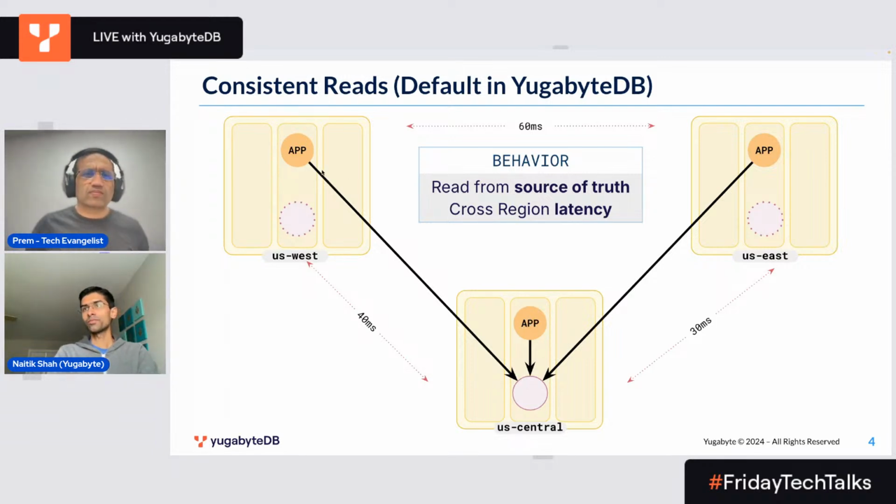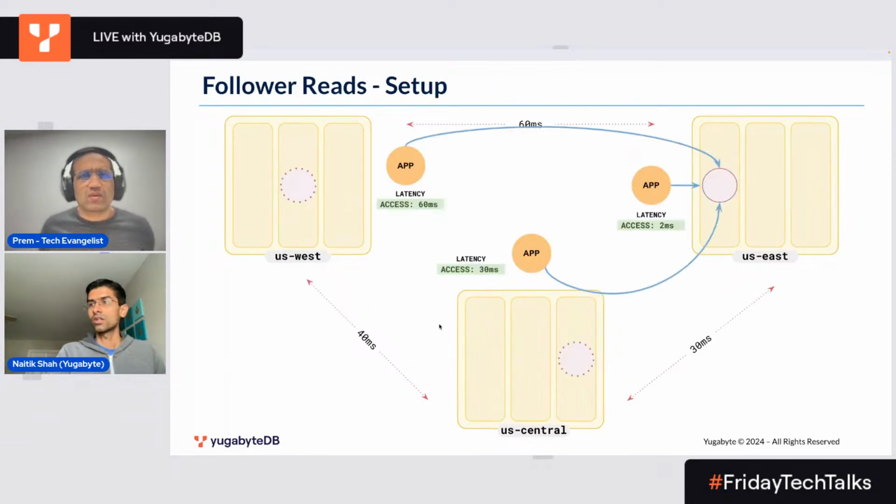But when the apps from US East and US West try to read the same data, they have to go through US Central and read from the leader. That's what the default behavior is. And here, the apps in both US East and West would incur cross-region latency, which here would be 30 milliseconds and 40 milliseconds respectively.